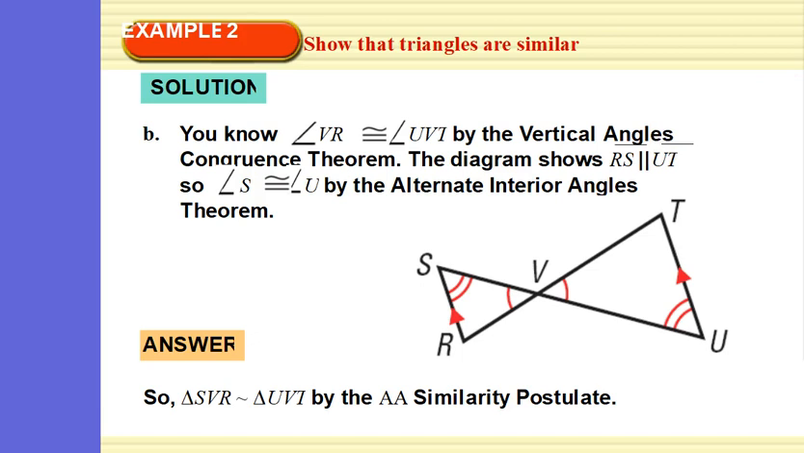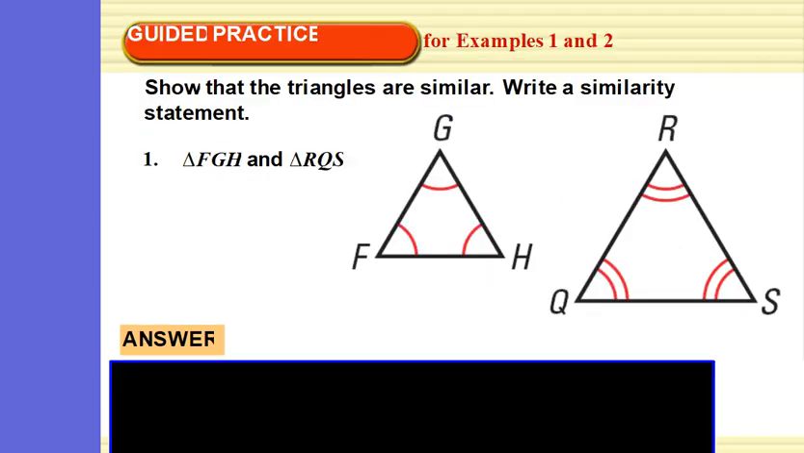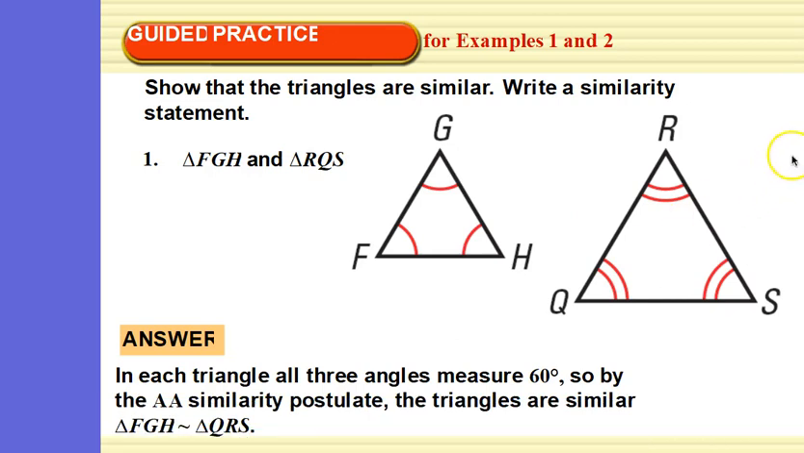Show that the triangles are similar, and write a similarity statement. If this is equiangular, therefore it's equilateral, right? This is an equilateral triangle. Both of these are 60, 60, 60, so they have to be proportional. All equilateral triangles are going to be similar. These are all 60, so 60 and 60, 60 and 60. By angle similarity, they are proportional. They are similar.